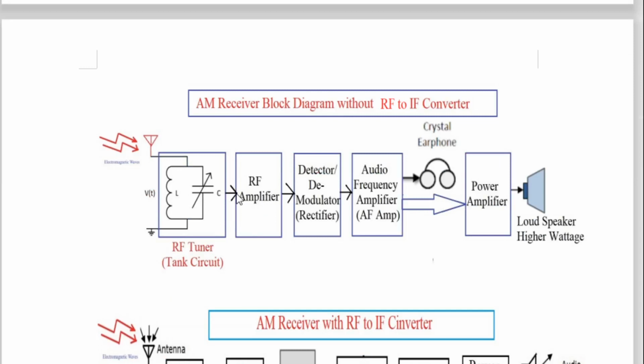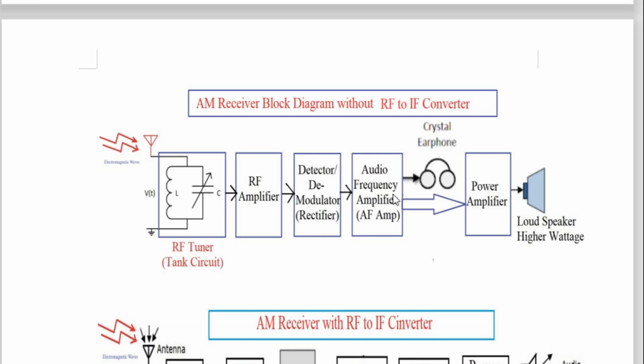And then the RF amplifier's output is given to the detector, that is the demodulator circuit. And in case of amplitude modulation, you will understand now, the detector circuit is very simple, and that detector circuit is a simple half wave rectifier. So we'll see that. This is a detector circuit, and after detecting that signal, it is given to the audio frequency amplifier, that is called the AF amplifier.